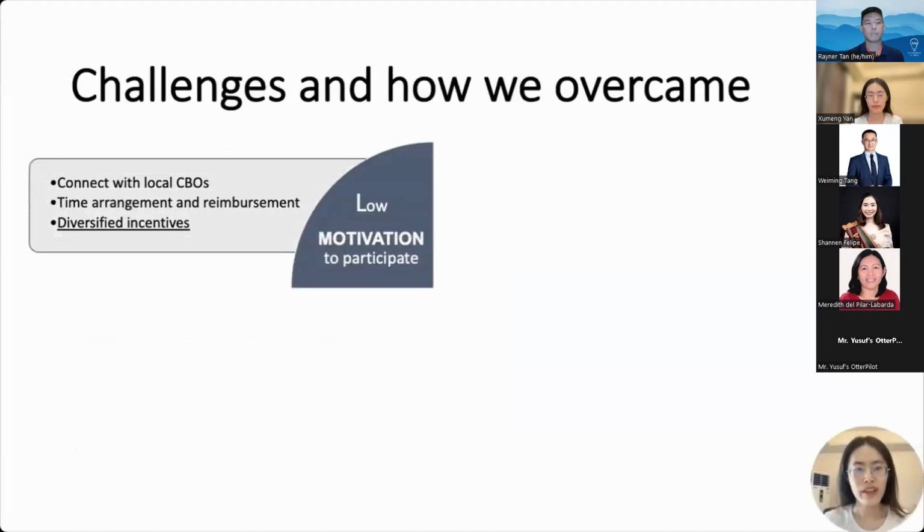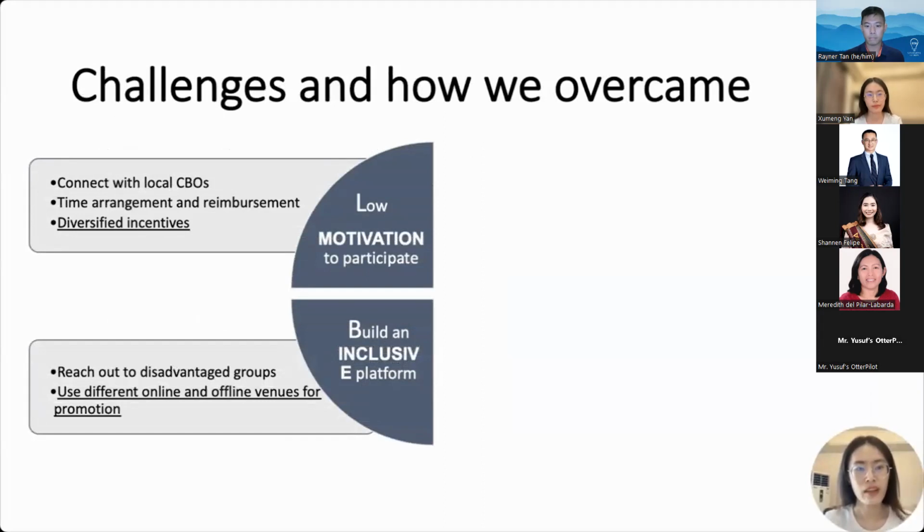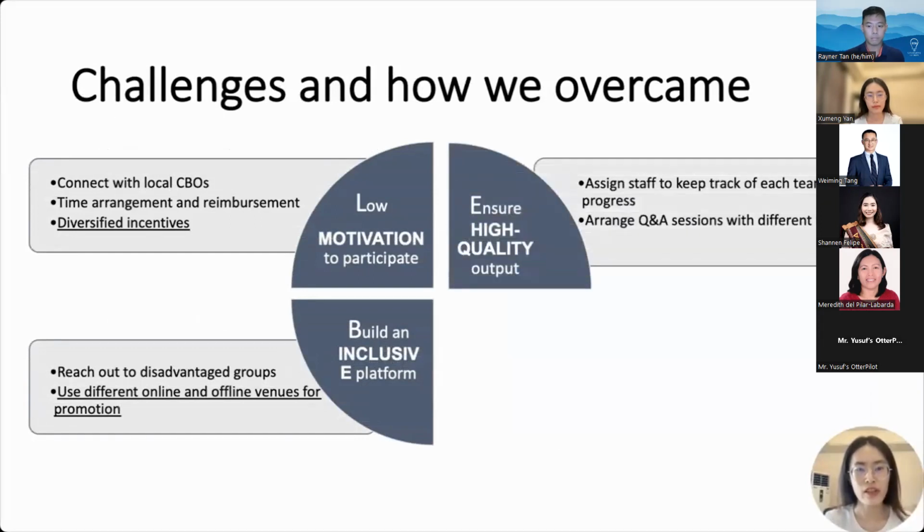Of course, we also encountered some challenges. The first was low motivation to participate. So in addition to connecting with local CBOs, we also provided diversified incentives, such as opportunities to win monetary prizes and also connecting with field experts. The second was how to build an inclusive platform. We used different online and offline venues for promotion to reach a more diverse population.